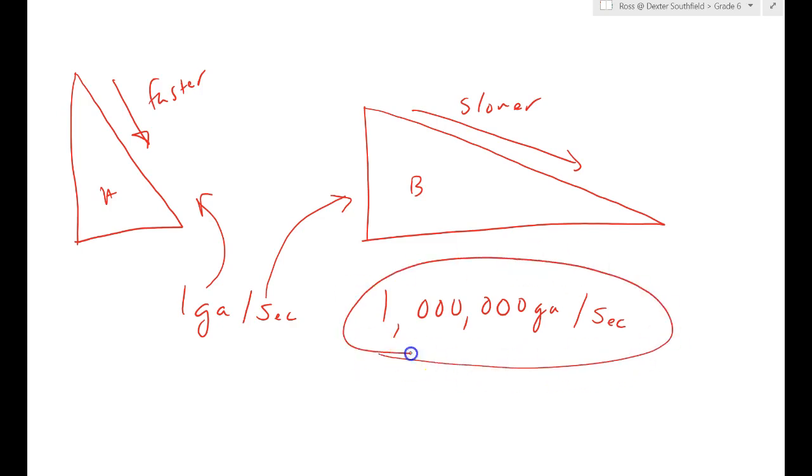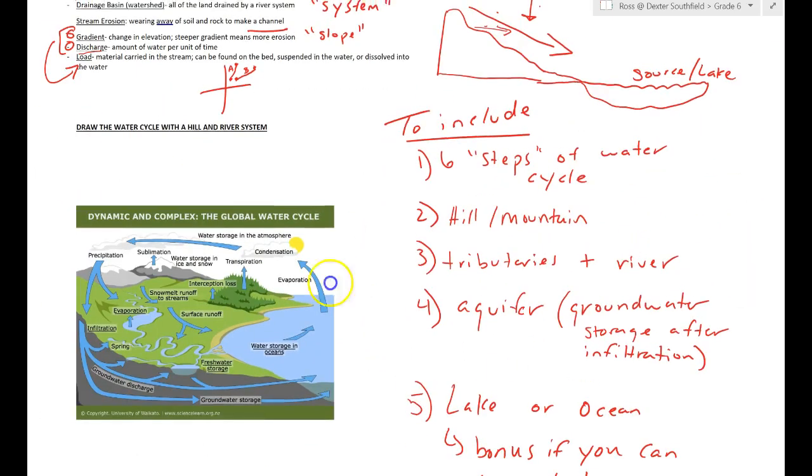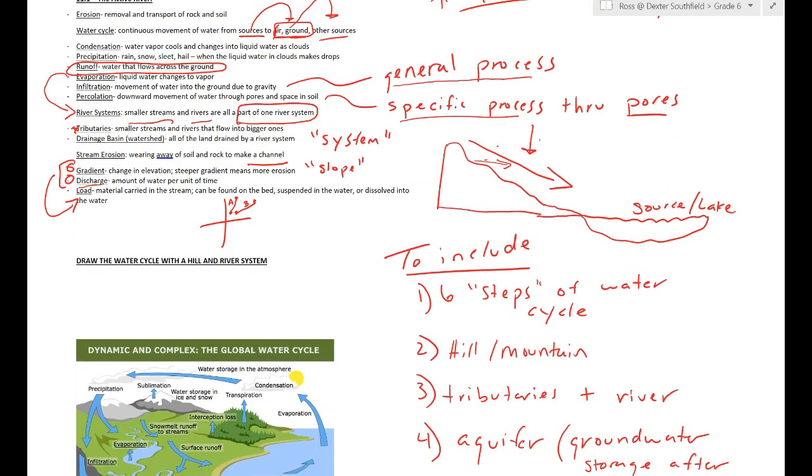1 million gallons per second, we're going to be worried about no matter what, because that's a lot of water. So whether it's coming down B or it's coming down A, we're going to be pretty worried about it. And if it's coming down A, you better get out of the way. That rhymed. And what that'll tell us is how much load, meaning how much stuff, gets carried down the mountain.